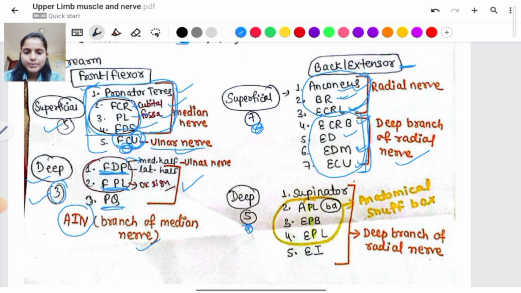There are 5 deep muscles: supinator, abductor pollicis longus, extensor pollicis brevis, extensor pollicis longus, and extensor indicis. These are all supplied by the deep branch of the radial nerve. Abductor pollicis longus, extensor pollicis brevis, and extensor pollicis longus are the components of the anatomical snuff box.